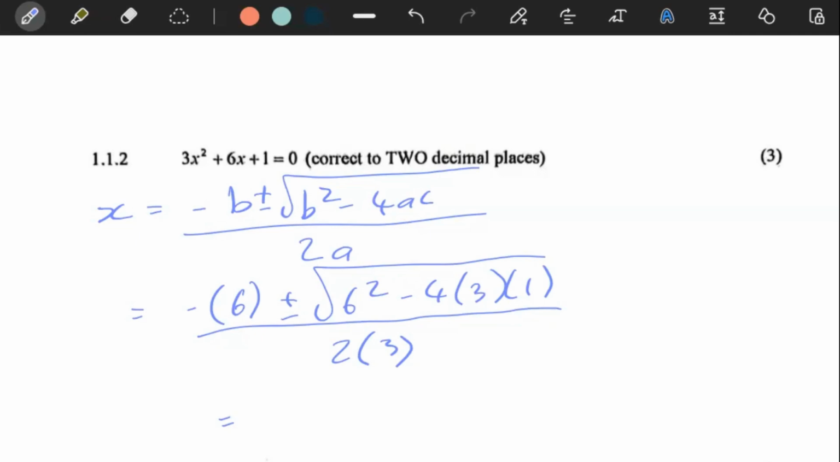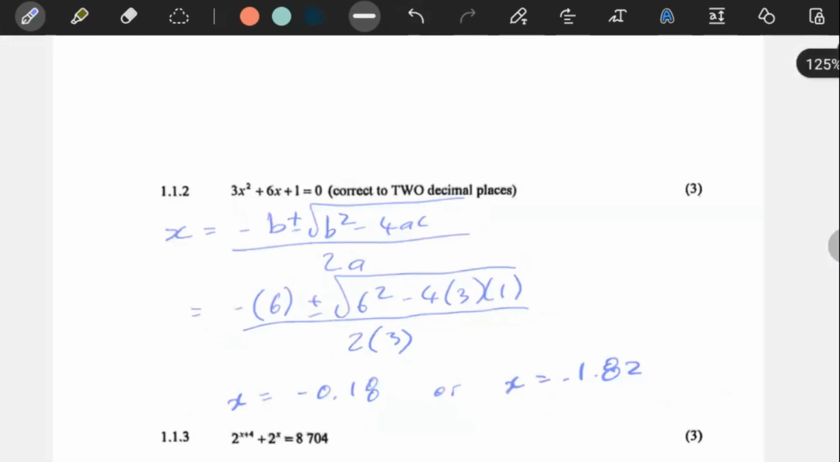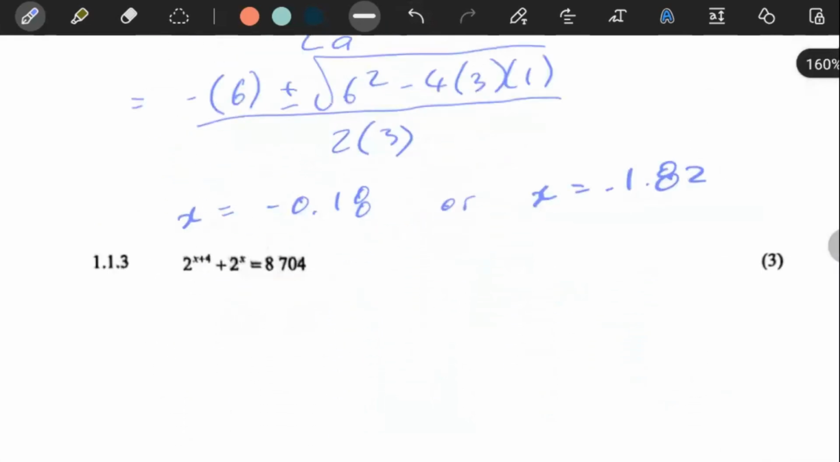They say correct to 2 decimal places, so this is giving us negative 0.18, or it is giving us, so X is equal to this, or X is equal to negative 1.81, or rather 1.82. Okay, moving on.